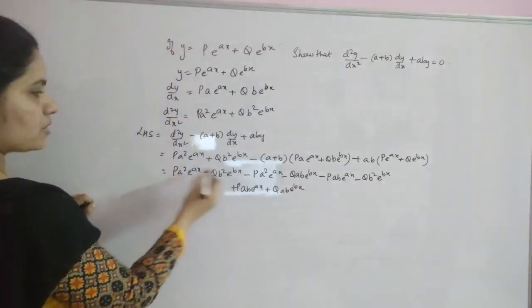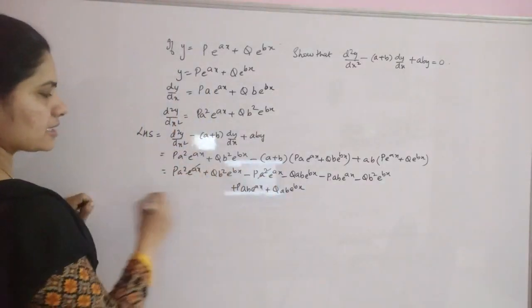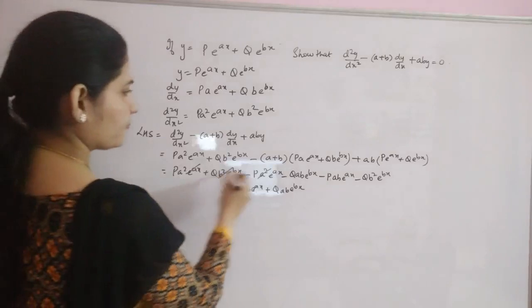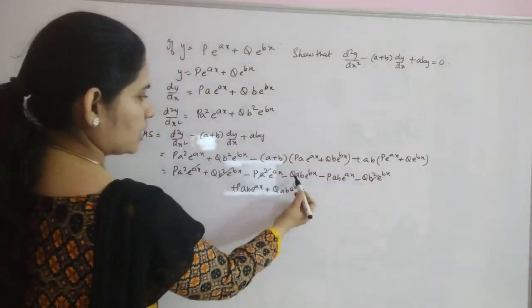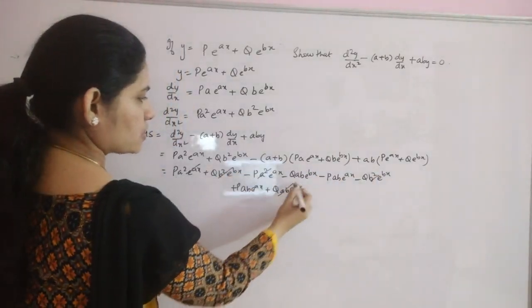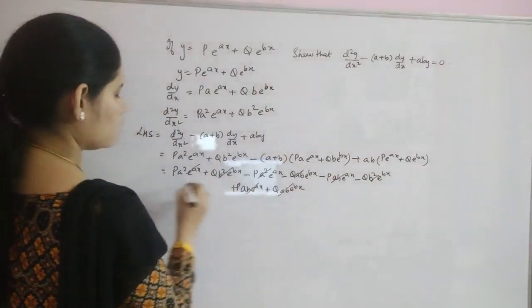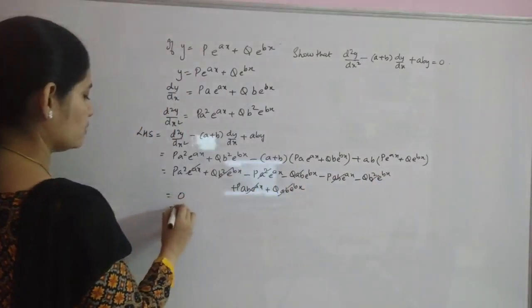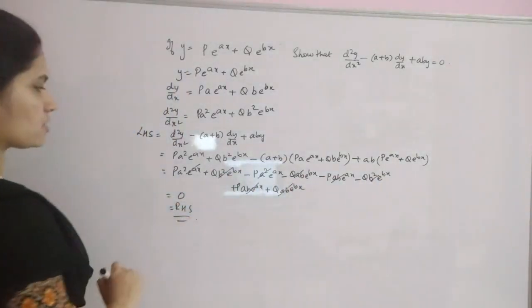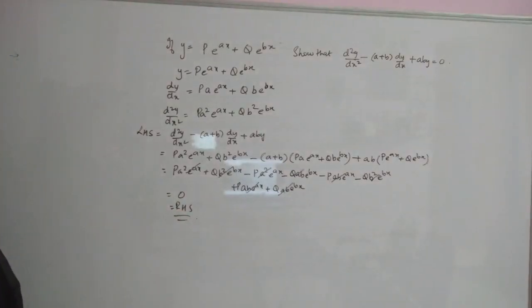Now p a square, these two will get cancelled, q b square, these two, q a b minus q a b plus q a b minus p a b plus p a b. So you are getting it to be 0, which is equal to RHS. So LHS equal to RHS.